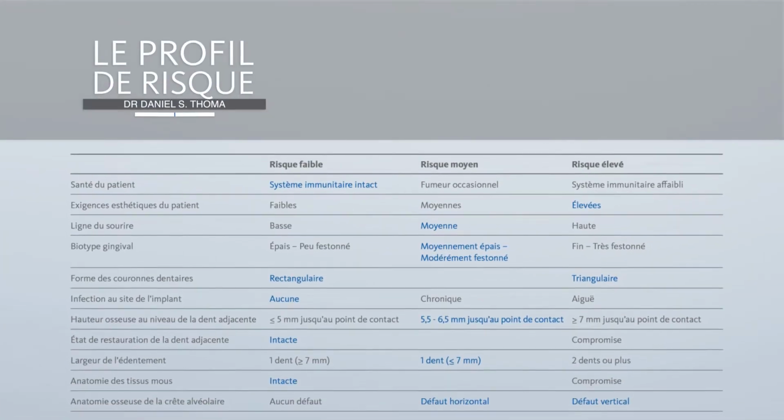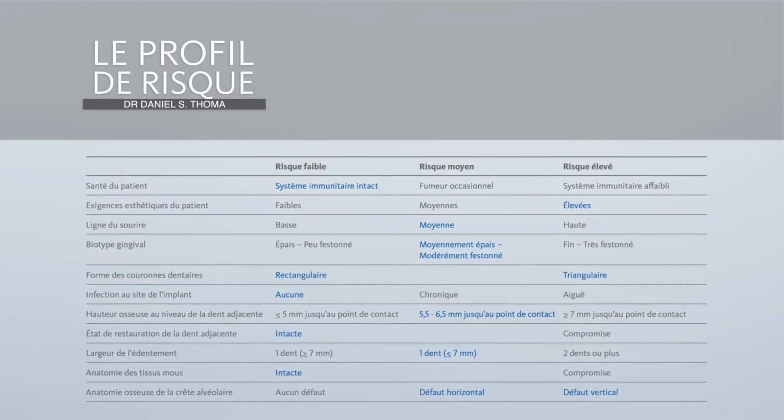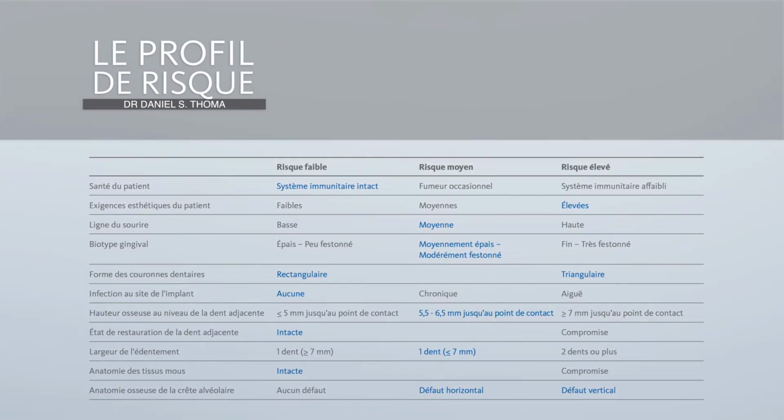The risk profile illustrates that the patient is healthy, he has some high aesthetic requirements, he has a medium-high smile and a medium or medium scalloped gingival biotype. Looking at the teeth, they are rectangular and we do not have an infection at the implant site.